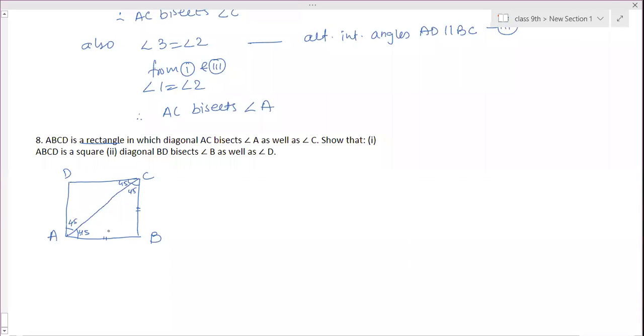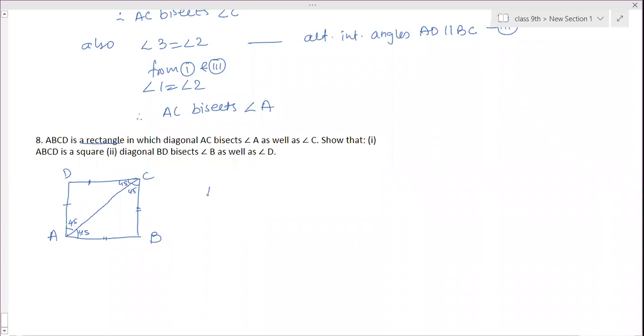So therefore this side is equal to this side, as these two angles are also equal. So therefore AD and DC are also equal. In a rectangle, AB and CD are already equal. Now you have proved AB is equal to BC, so BC and AD are equal. So all sides are equal. So therefore it is a square. Clear?